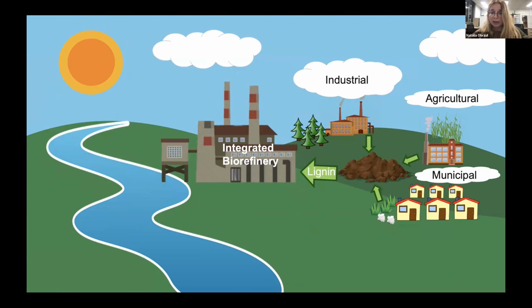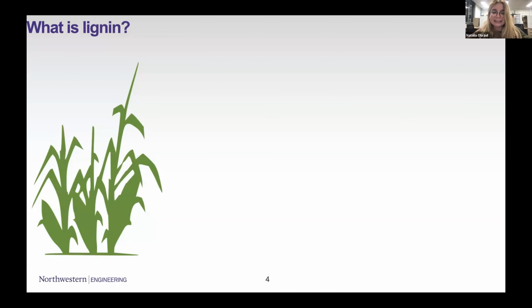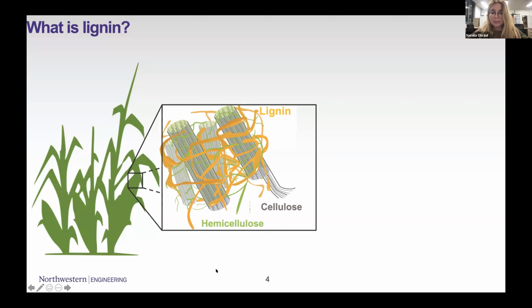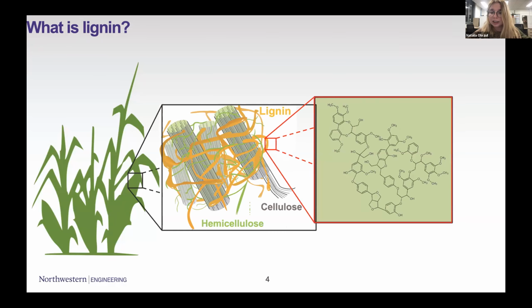So the first part of our biorefinery is the lignin. Lignin is one of three components of a plant cell wall. So we have lignin, cellulose, and hemicellulose, and lignin is the second most abundant biopolymer on Earth after cellulose. And if we take a closer look at the structure of lignin, it's a bunch of aromatic rings that are linked together. And lignin is actually the only renewable source of aromatics on the planet.